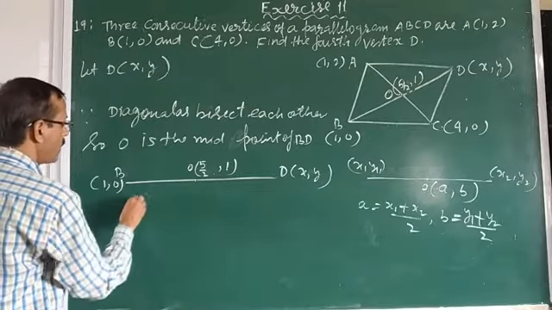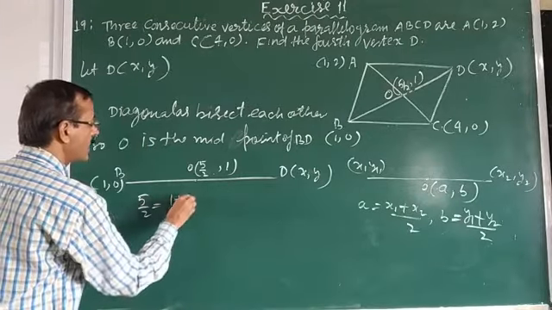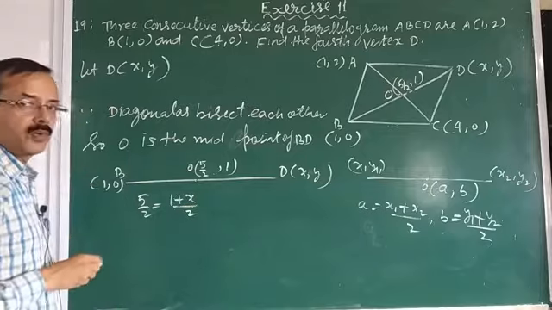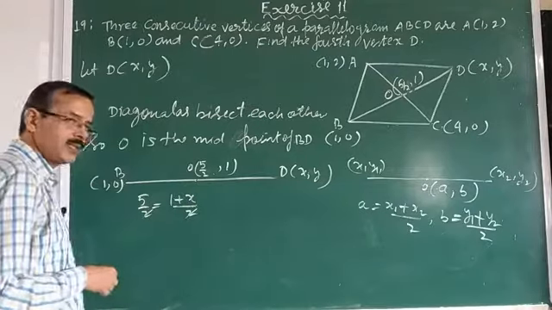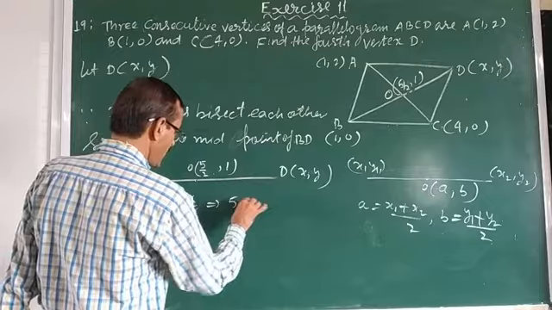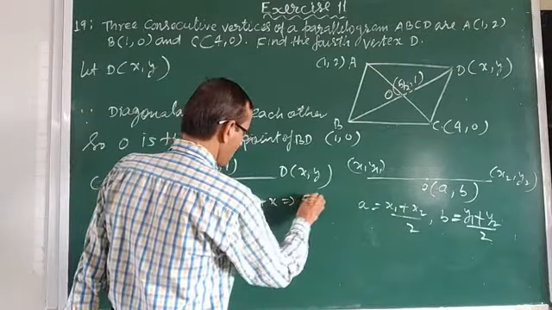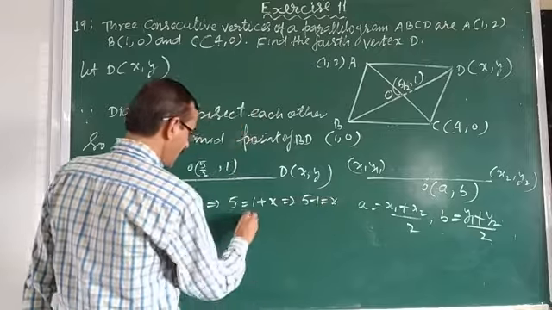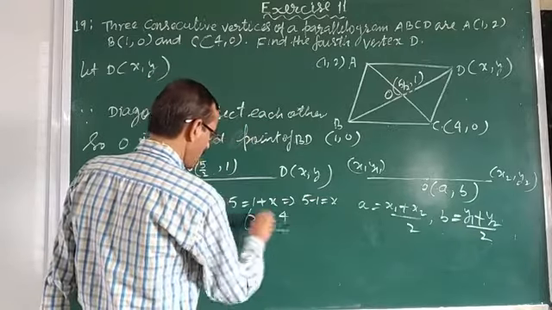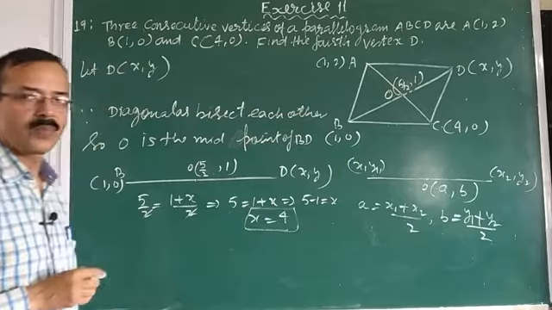So 5 upon 2 is equal to 1 plus x upon 2. 2 cancels. So we can write that 5 is equal to 1 plus x, transpose 1, or we can write 5 minus 1 is equal to x, or x is equal to 4.